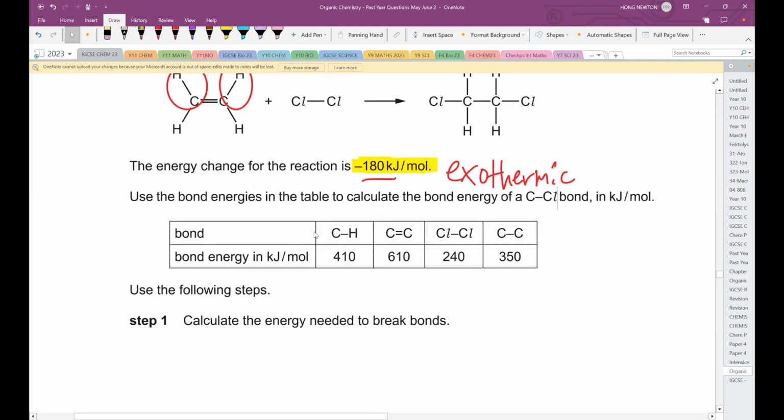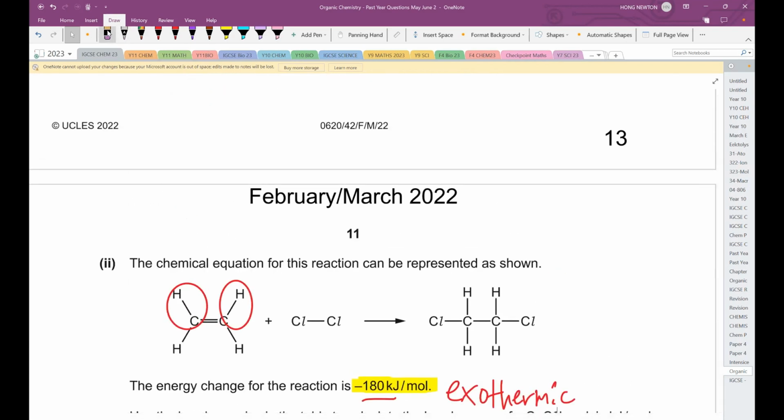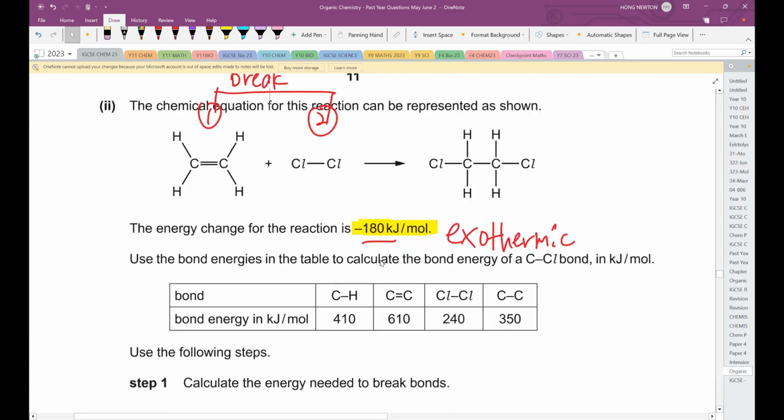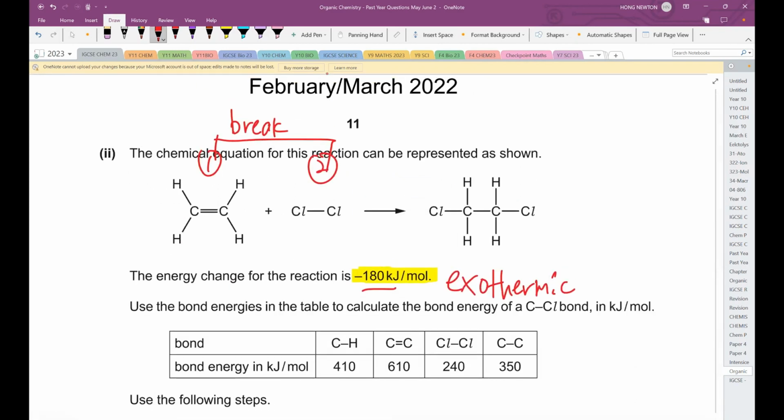Now use the bond energy table to calculate the bonding here. They give you the table, calculate the energy needed to break the bond. To break the bond, meaning that we need to start from the reactants here. Our teacher already circled for you, so this is reactant number 1, and this is reactant number 2. This is the so-called breaking. To break the bonds, the reaction happens, break the bond.